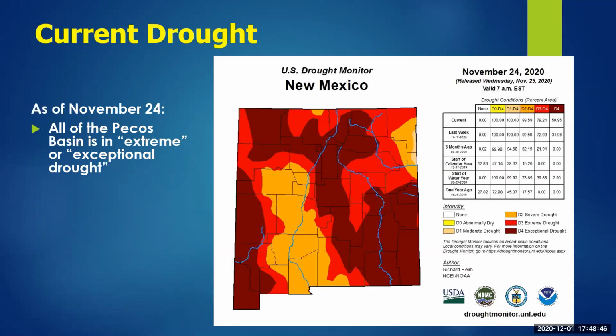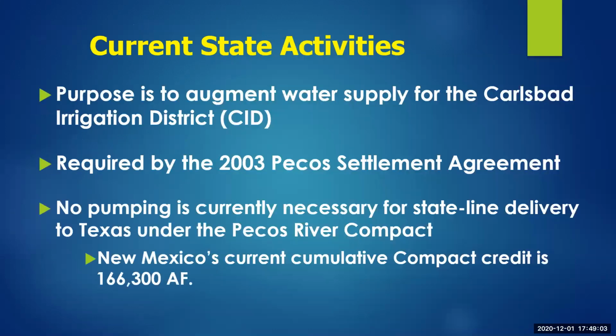That dark red has been expanding. And at this time, all of the Pecos Basin is in what's called either extreme or exceptional drought. And so those challenges that I've talked about in the previous slide are exacerbated under these conditions, and certainly something that you all out in the basin are well aware of and feeling on a daily basis in terms of how dry it is.